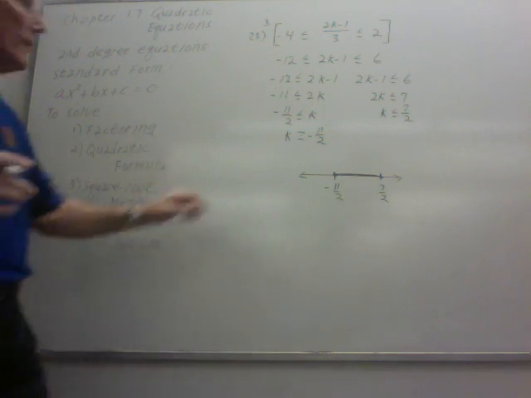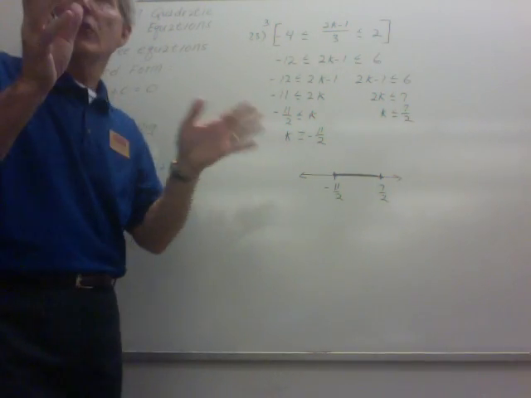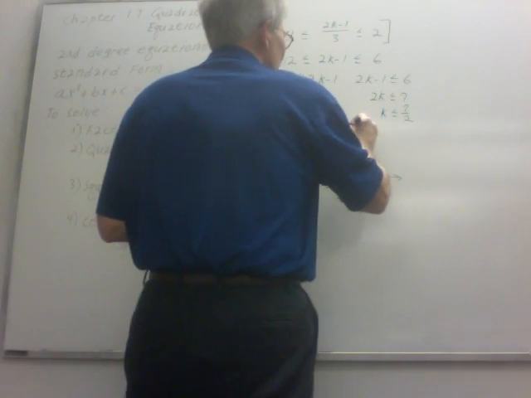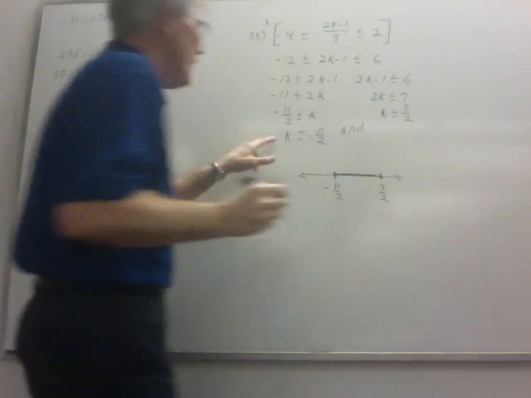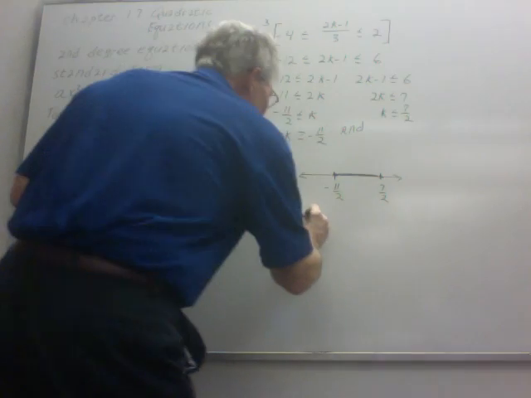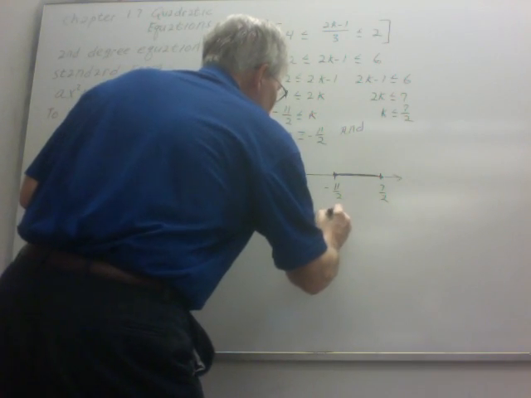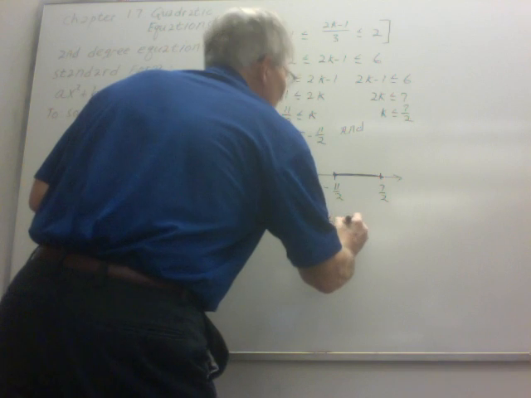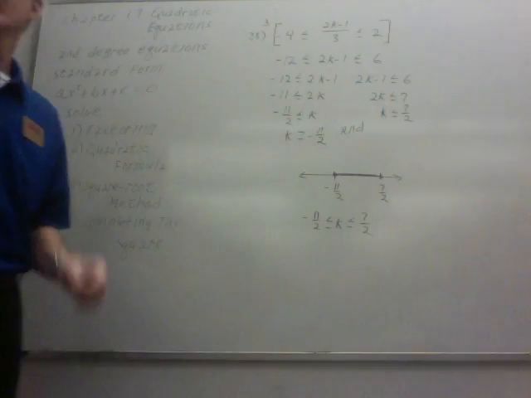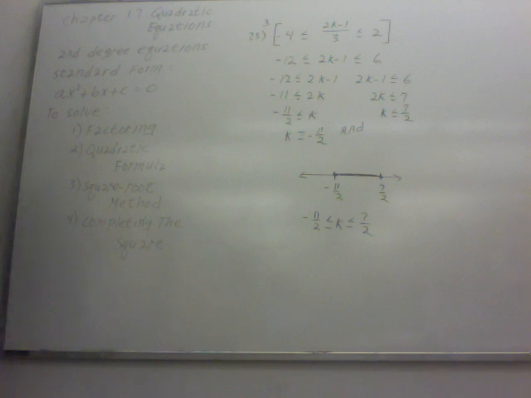It's an and. This particular answer, you can write it one of 2 ways. You can write it with the conjunction. k is greater than or equal to -11 halves and k is less than or equal to 7 halves. Or you could write it in compacted form, which would be -11 halves is less than or equal to k, which is less than or equal to 7 halves. Either way is fine. Whatever way you understand the best is fine.